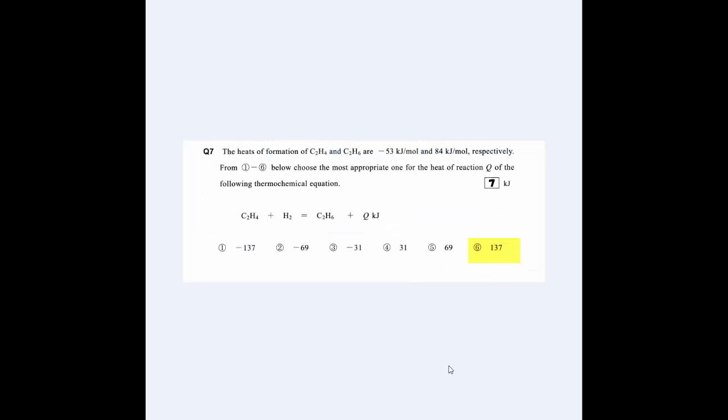7. The heats of formation of C2H4 and C2H6 are 53 kilojoules per mole and 84 kilojoules per mole respectively. From 1 to 6, choose the most appropriate of the heat of reaction Q of the following thermochemical reaction. C2H4 plus H2 equals C2H6 plus Q kilojoules. The answer is 137. Remember, the answer is 137, not minus 137.